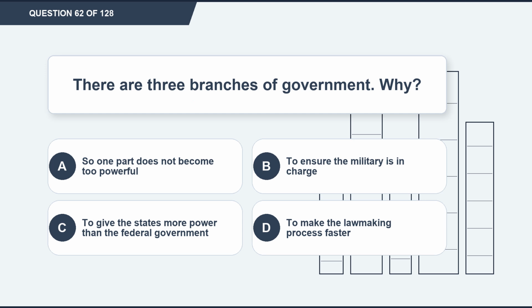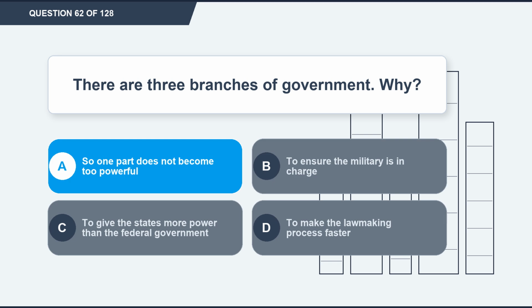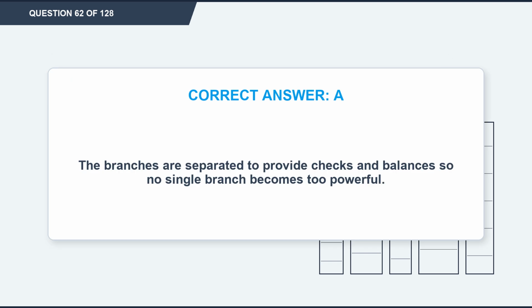Question 62. There are 3 branches of government. Why? Option A, so one part does not become too powerful. Option B, to ensure the military is in charge. Option C, to give the states more power than the federal government. Option D, to make the lawmaking process faster. The correct answer is option A, so one part does not become too powerful. Explanation. The branches are separated to provide checks and balances so no single branch becomes too powerful.